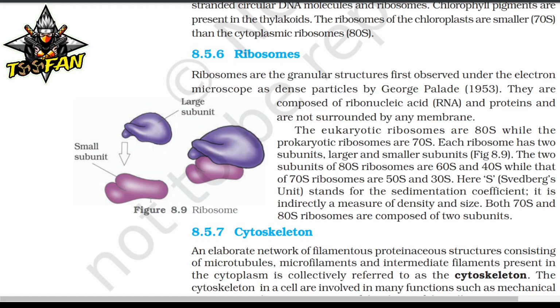The two subunits of the 80S ribosomes are 60S and 40S, while those of 70S are 50S and 30S. Here the S is Svedberg's unit, which stands for the sedimentation coefficient. It is indirectly a measure of density and size. Both 70S and 80S ribosomes are composed of two subunits.